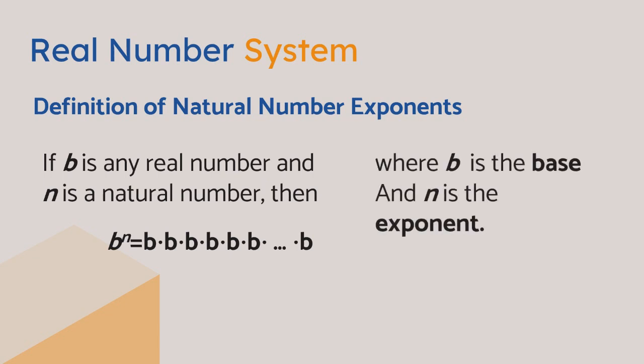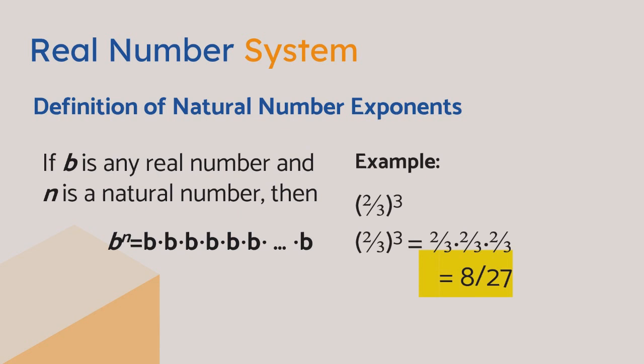b is called the base. That's your base, and it's important that you identify the base correctly, because if you don't, then your answer may become wrong. Later on, we're going to explore what that means. And n is called the exponent. So we have the base and the exponent. Okay?